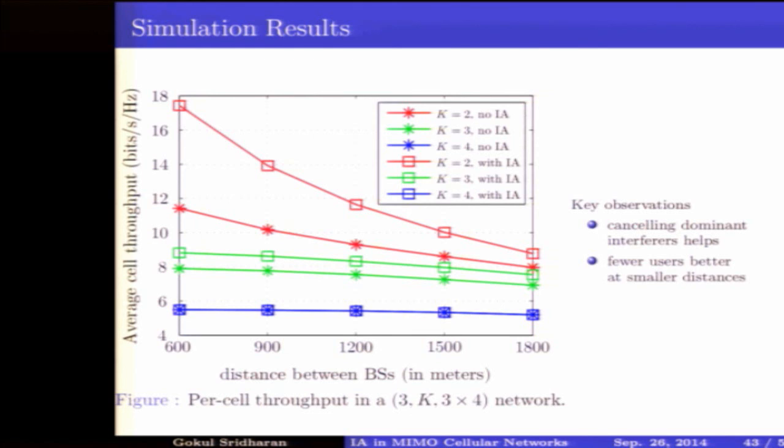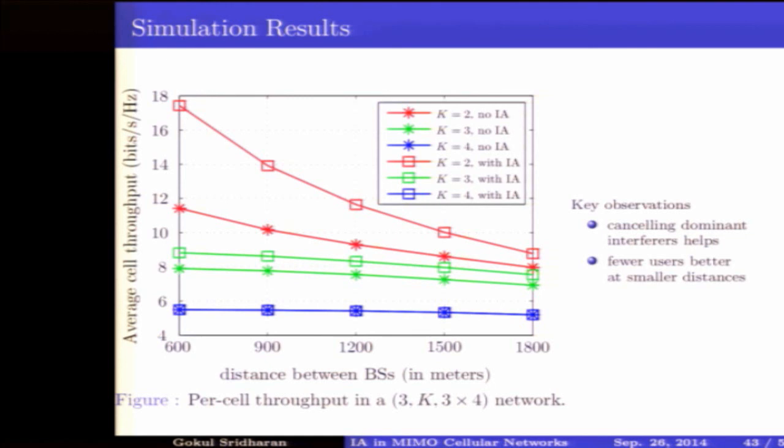And when we schedule k equal to 4 users, there is really no role for interference alignment, because alignment is not able to cancel interference from any of the base stations because there are just too many users to null out. So the key takeaways are that cancelling dominant interference helps, and as the network gets denser and denser, you must schedule fewer and fewer users until you hit the threshold imposed by interference alignment.